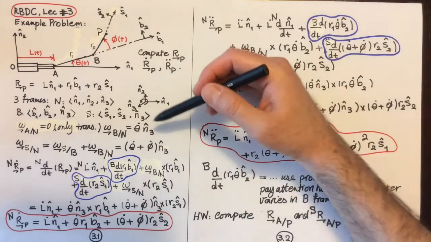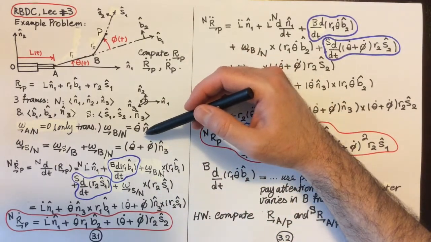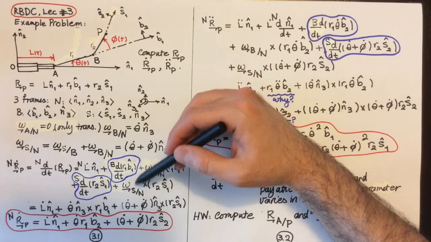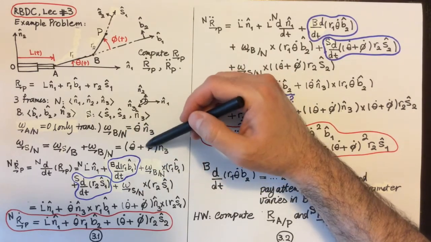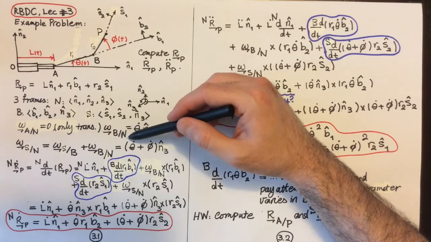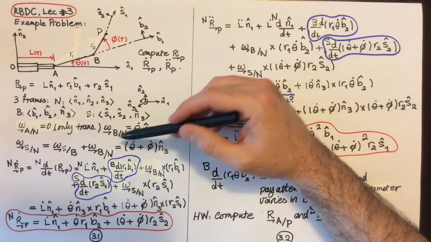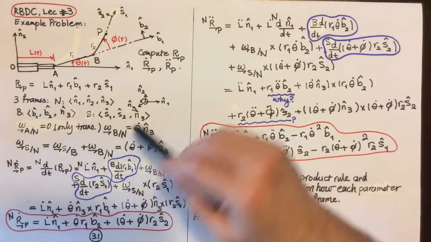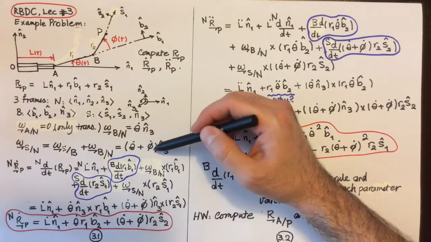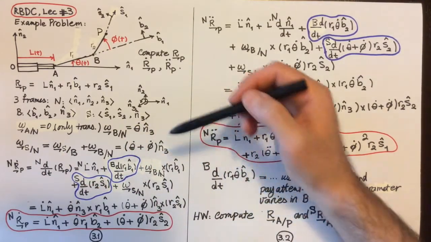And we simply replace these omegas with these relationships. So we have omega B with respect to N as theta dot n3 hat, and omega S with respect to N as theta dot plus phi dot n3 hat.